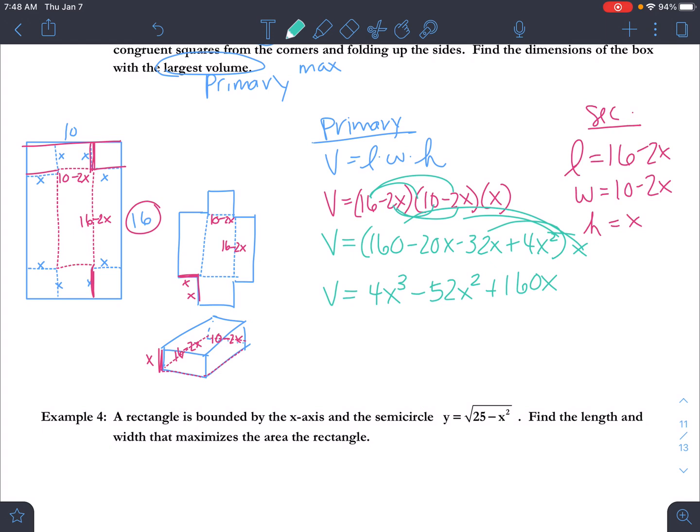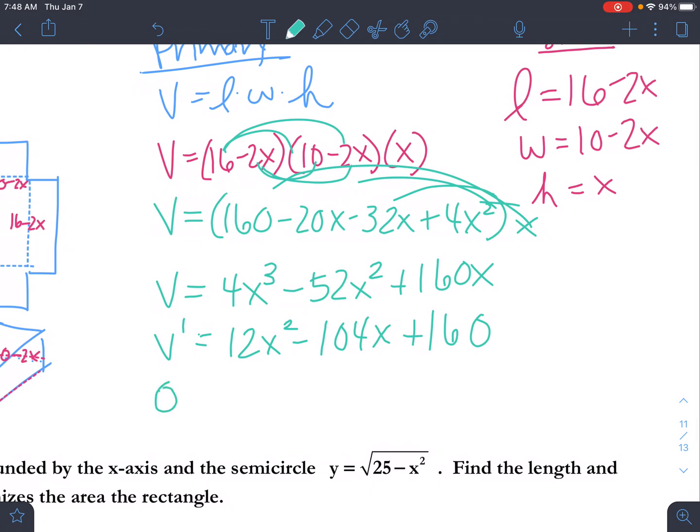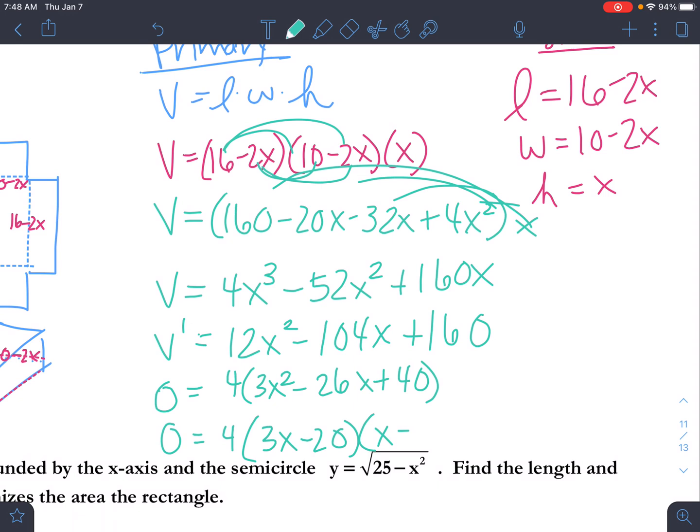Okay, so take the derivative. We've got 12x squared minus 104x plus 160. All right, and we're going to set it to 0. You can take out a 4. I've got 3x squared minus 26x plus 40. And your favorite, we get to factor: 3x minus 20, and this would be x minus 2. Depending on how you do this, you want these two numbers to multiply to 40, and then the middle part of FOIL to add to negative 26. So we solve this and we get 2 and 20 over 3.